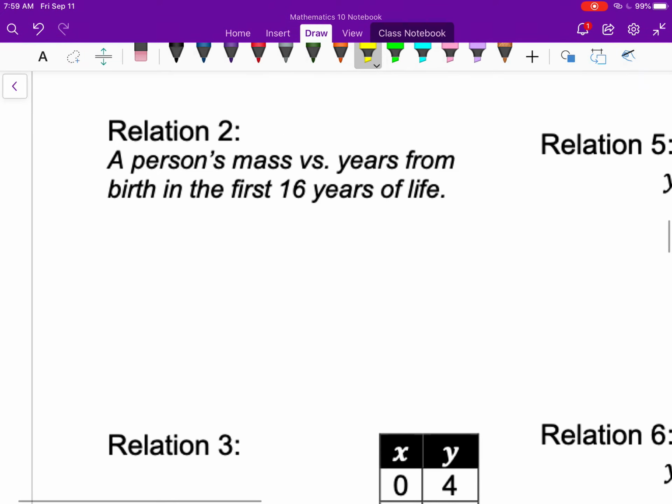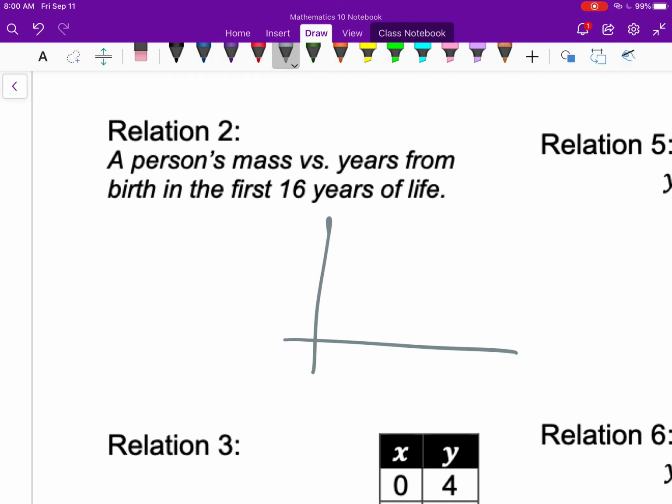A person's mass, or their weight, versus the years from birth, so really their age, over the first 16 years of life. And I picked 16 because chances are a lot of you are about 16 years old, but also that's generally when people stop growing taller, around the age of 16. So let's make a little graph again. I don't need it, but it can help visualize things. So I have two variables I want to compare, weight or mass and age, which is like a measurement of time. So in this case, what's the dependent variable?